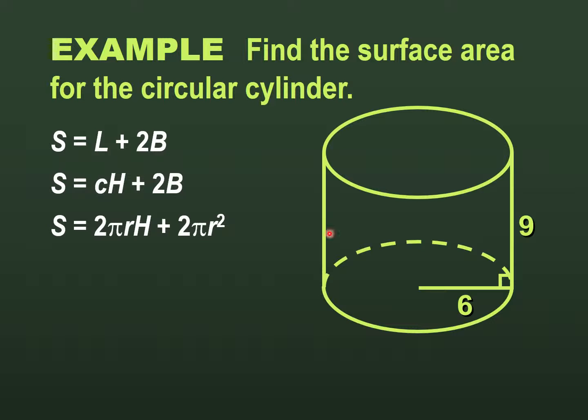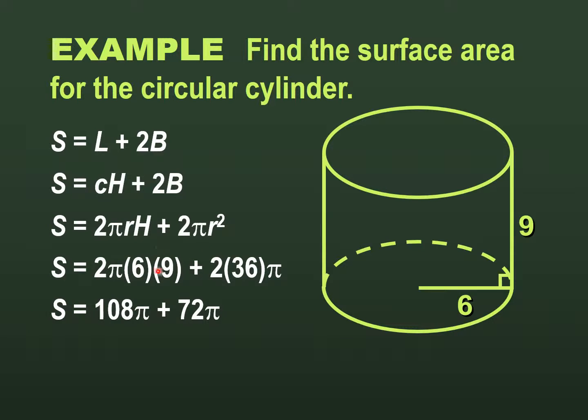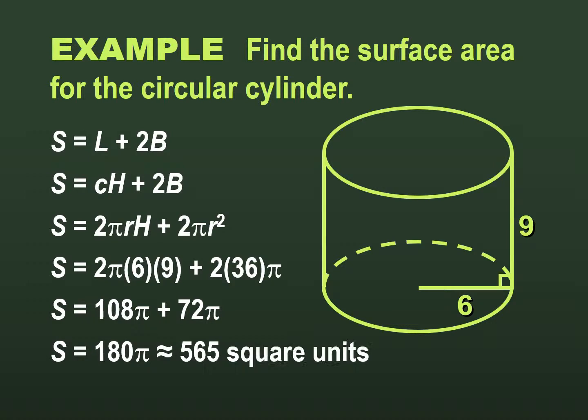And then the area of the base is actually pi r squared, because that's the formula for the area of a circle. Well, we know that r is 6, the radius is 6, and we know that the height here is 9. So we can plug in 6 and 9, 6 for r and 9 for h. And then we can evaluate. So 2 times 6 times 9 is 108 pi, and then 2 times 36 is 72 pi. Since these are both pi's, we can actually add those together. 108 pi plus 72 pi, that's equal to 180 pi, which if you do 180 times pi in your calculator, you get approximately, if you round, 565.